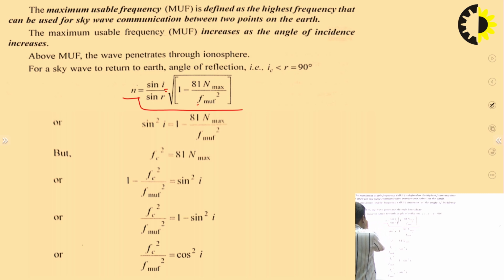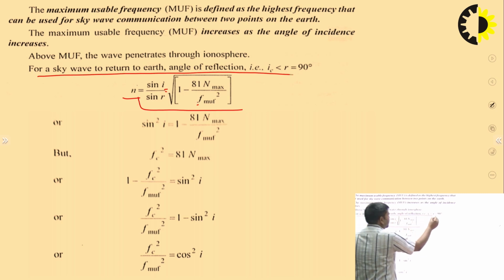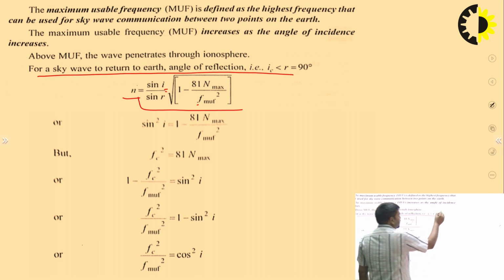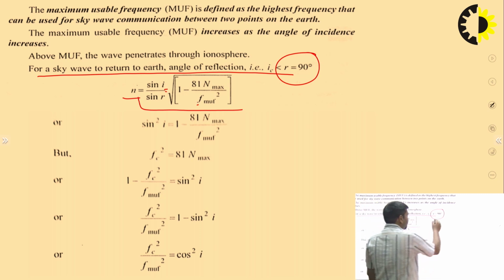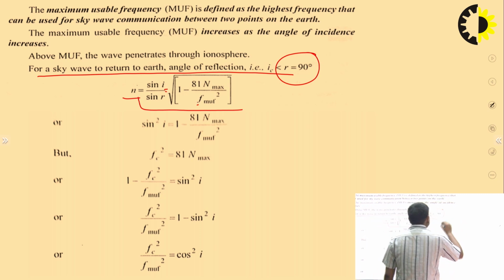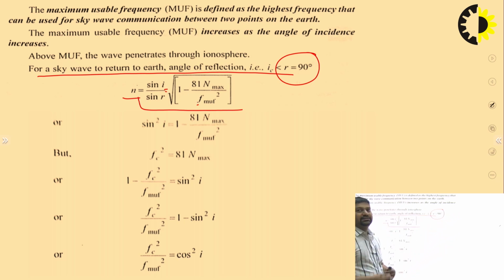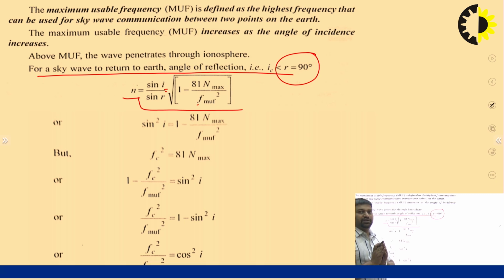In this case, the angle of r, that means the incident angle and the reflective angle, for maximum usable frequency the angle of r should be 90 degrees. So if the reflected angle is 90 degrees, we can say this is the maximum usable frequency, and if the incident angle is 0 degrees, if we transmit a frequency at incident angle 0 degrees, we can say this is the critical frequency.